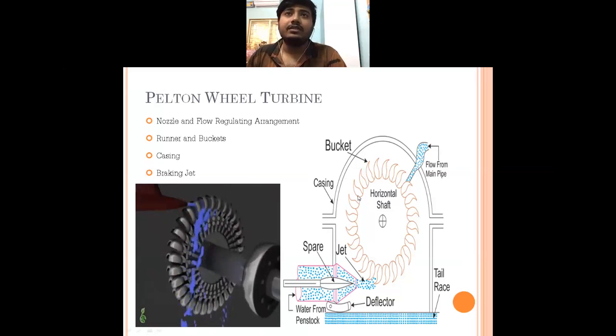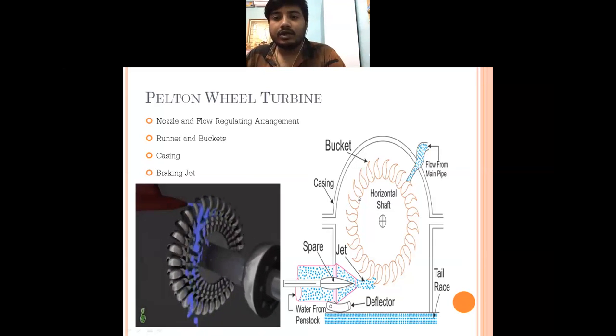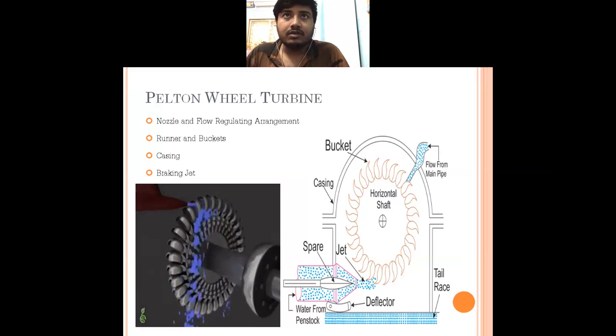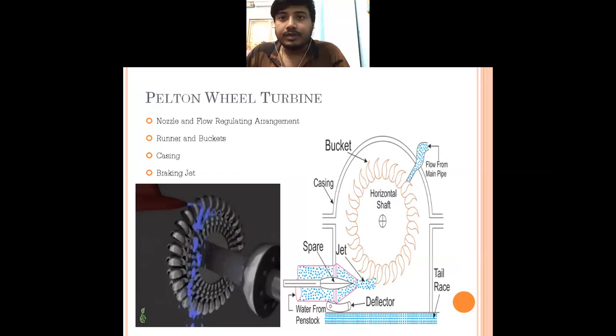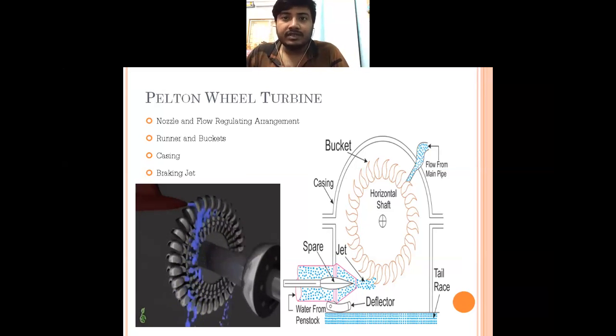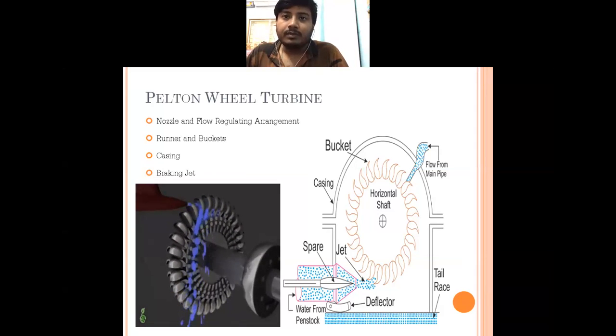Now we have seen the Pelton wheel turbine. Last day I told you about the basics, or the construction, of the Pelton wheel turbine. Today we will see the basic calculation that is required to study the Pelton wheel.